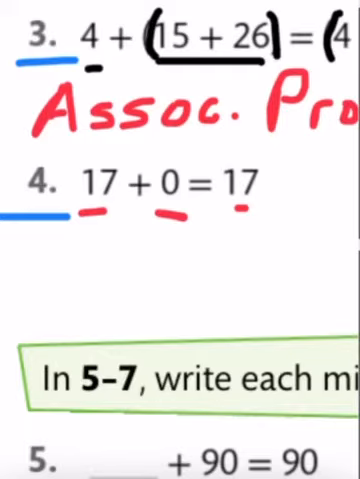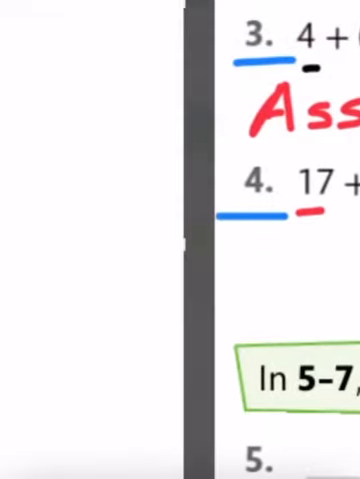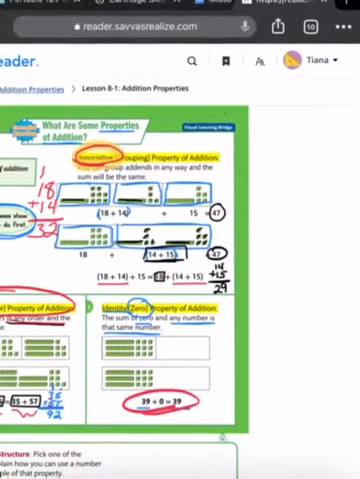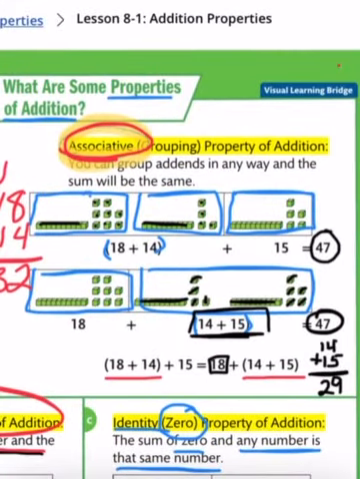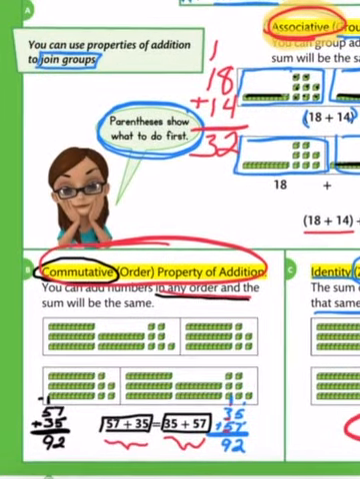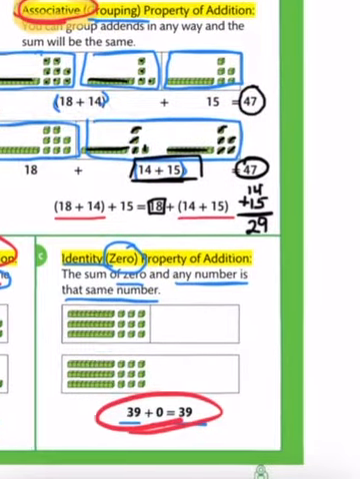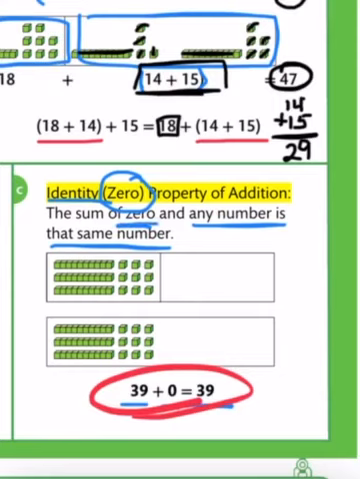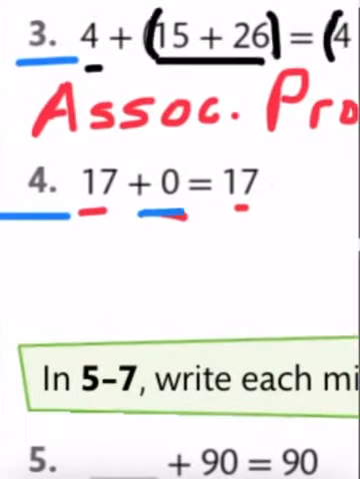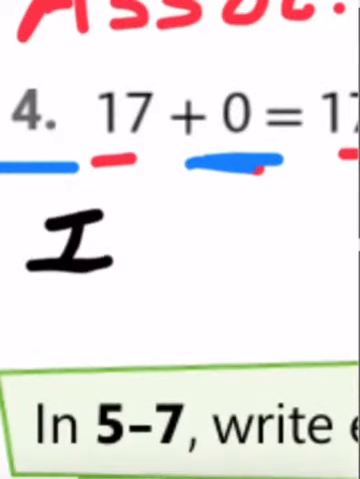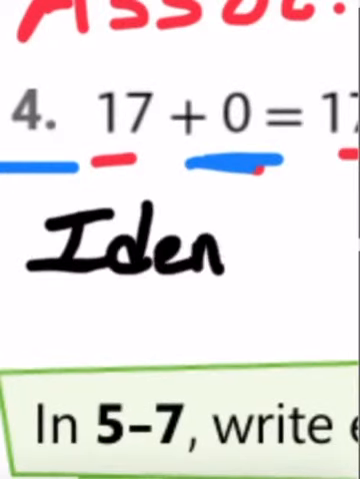All right, so let's match this up with what our 3 properties are on the other page. And we have the first one, the associative property, which is grouping. That wasn't a grouping one. Commutative order, where we change the order. Didn't really do that. And the identity property, the sum of 0 and any number is that same number. If we look over here, we're adding 0. So that is the identity property of addition. Identity.